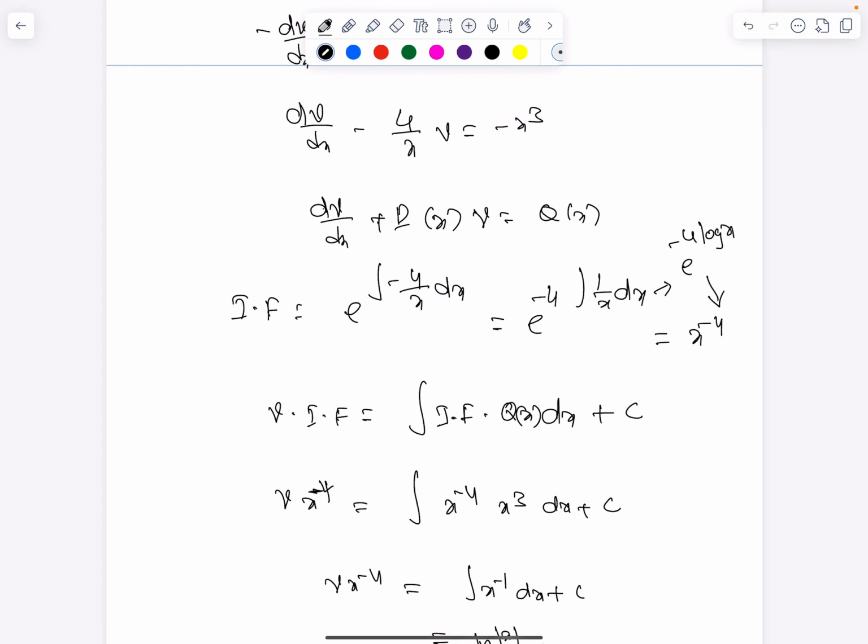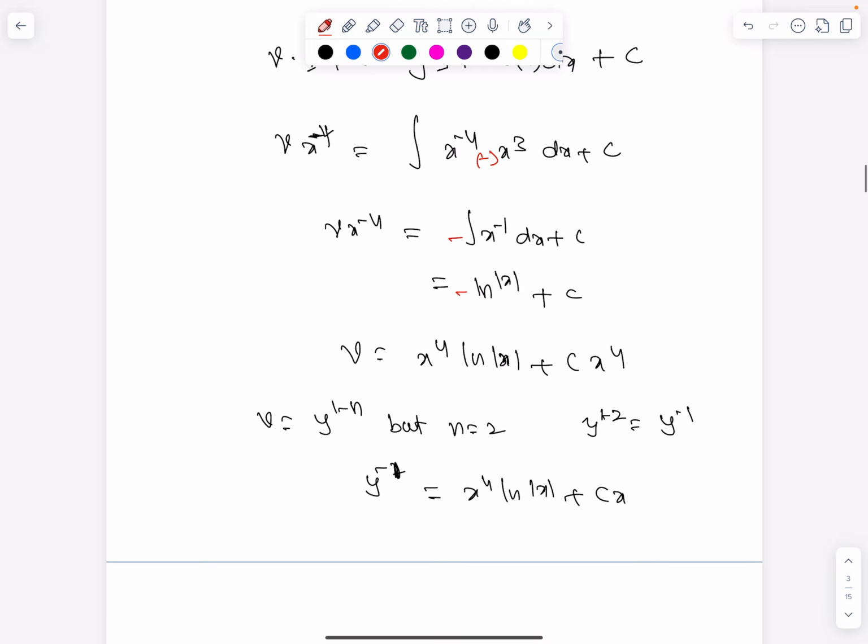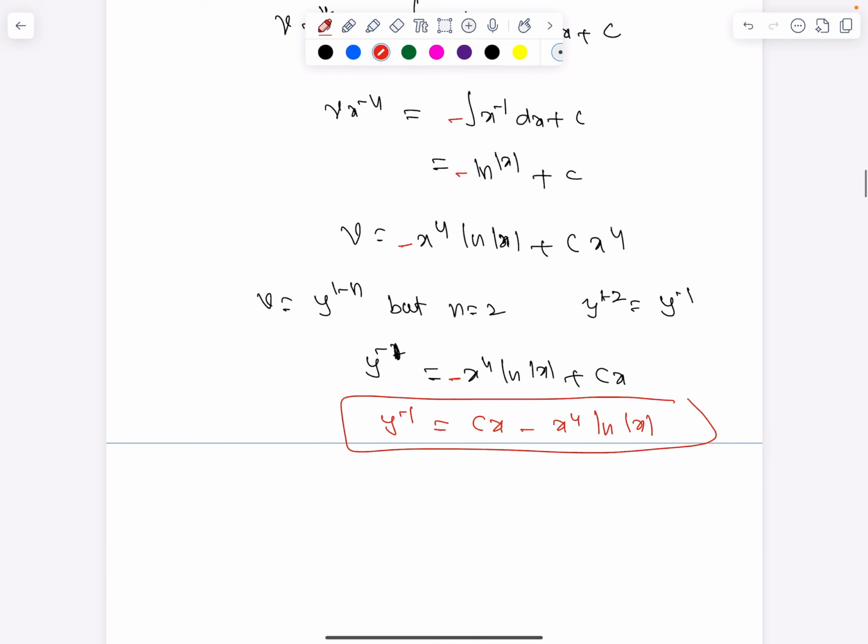Oh, so there is minus here, right? There is minus, therefore it must be minus x cube, and then this is minus. That is y power minus 1 is equal to cx minus x power 4 ln of x is the solution to the given problem, given differential equation.